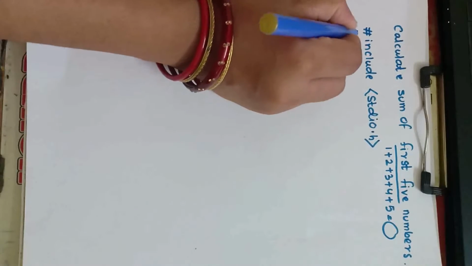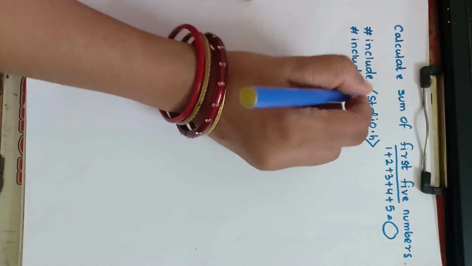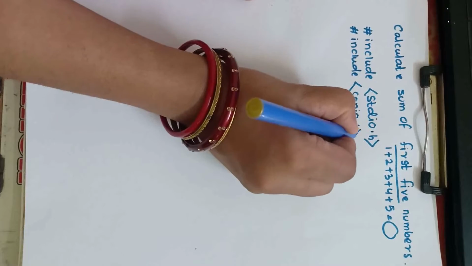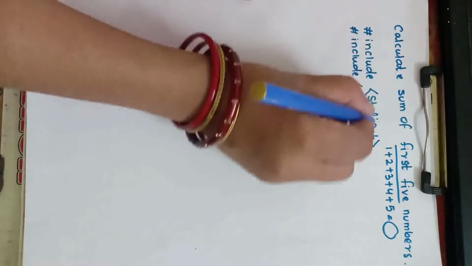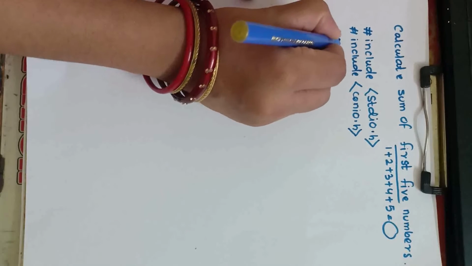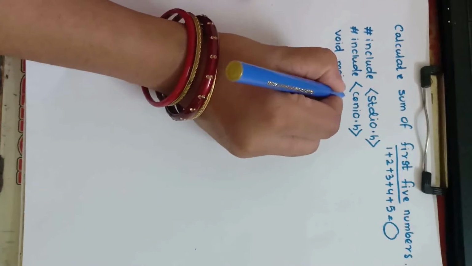stdio.h header file, then include another header file, conio.h, and all are small letters. Here I write all in small letters. So next here I write the main function of my C program, void main.